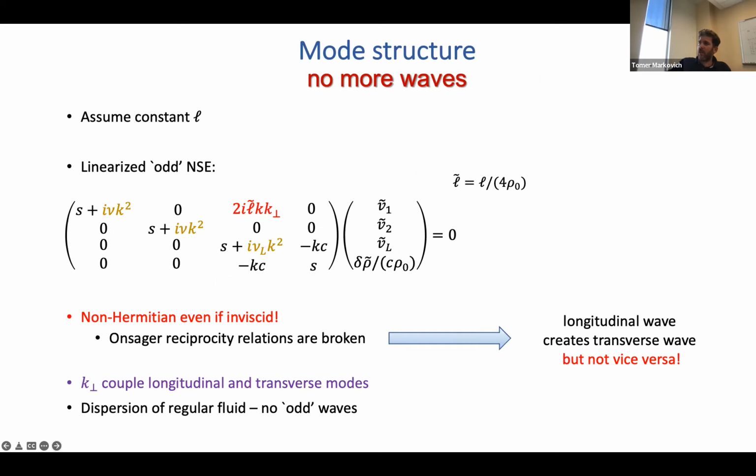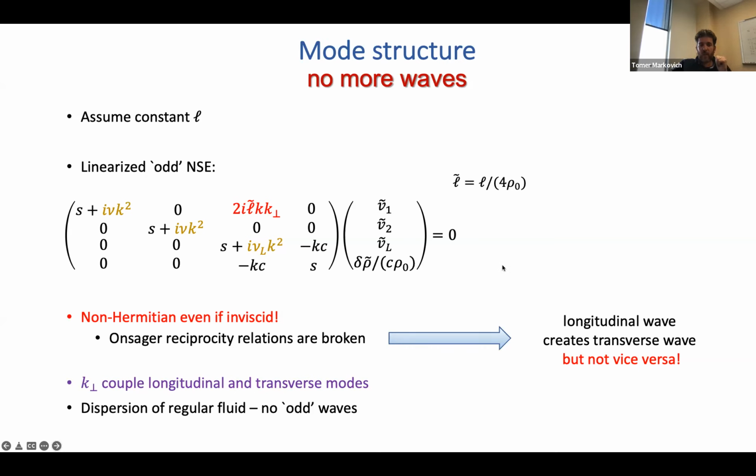So I'll go for that quickly. We do the same thing, linearize the Navier-Stokes equation. What's happening now is that the dynamical matrix is not Hermitian, which is very, very strange. So Onsager relations are broken now. Every time you have a longitudinal wave, you get a transverse wave that follows it, but you don't get the other. This is because of this odd pressure. The other way doesn't happen.